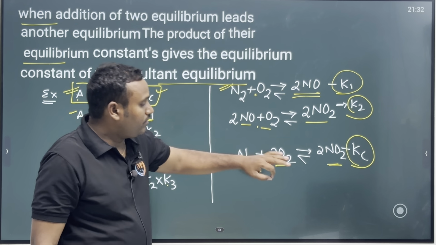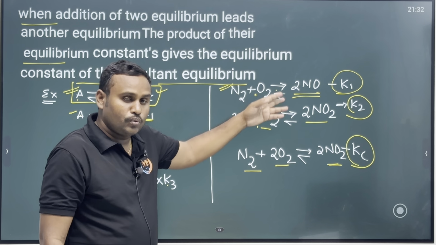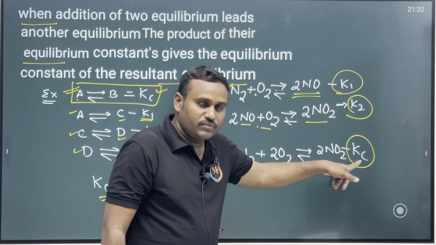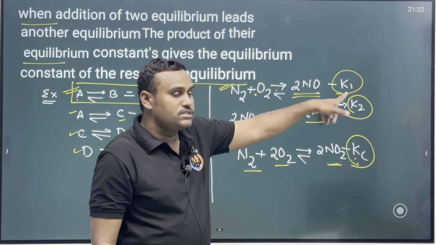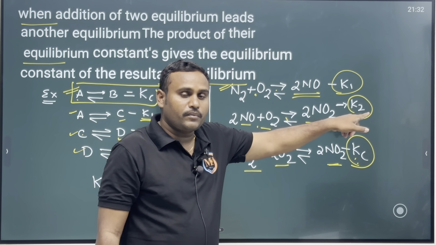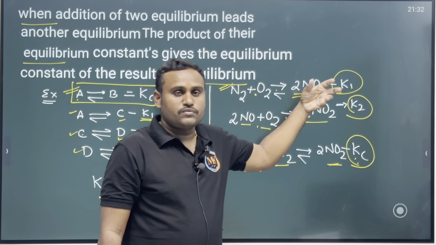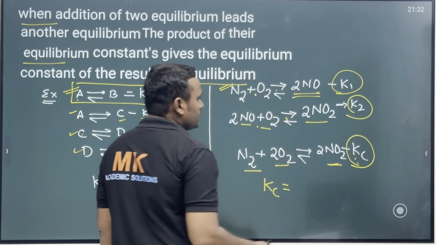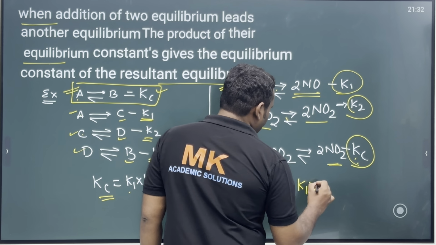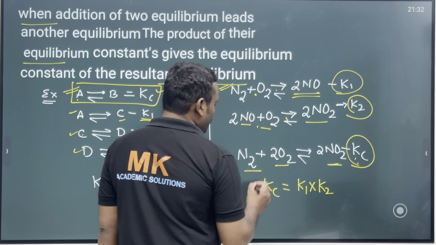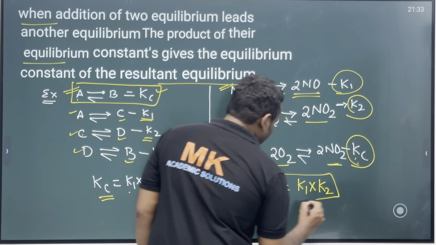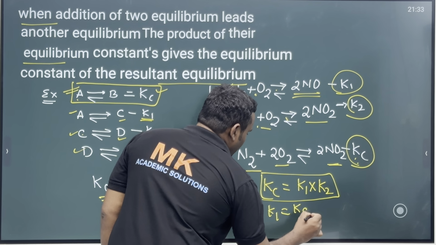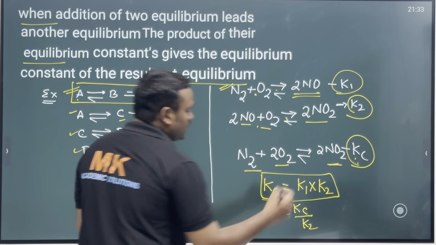Okay, this means when you get a new equilibrium by adding two or more other equilibria, the equilibrium constant of the resultant reaction is equal to the product of the equilibrium constants of the reactions which we are going to add. Therefore here Kc is equal to K1 into K2. And in the same manner, K1 is equal to Kc by K2. Like this also we can take.